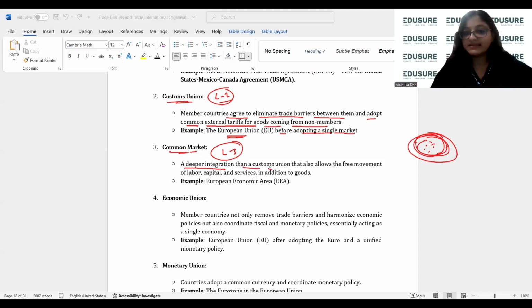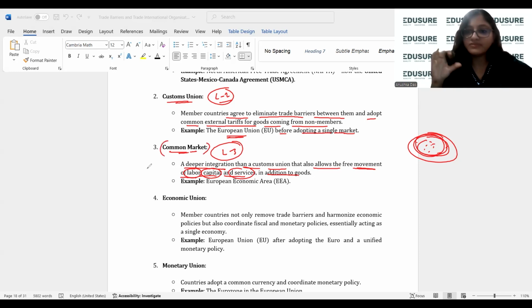It is a deeper integration than the customs union, and it also allows for free movement of labor, capital, and services in addition to goods. Not only goods, but labor, capital, and all the services can also move freely among the agreed nations. So a deeper level of factor mobility is ensured without any kind of hindrance and restriction. This is known as a common market.